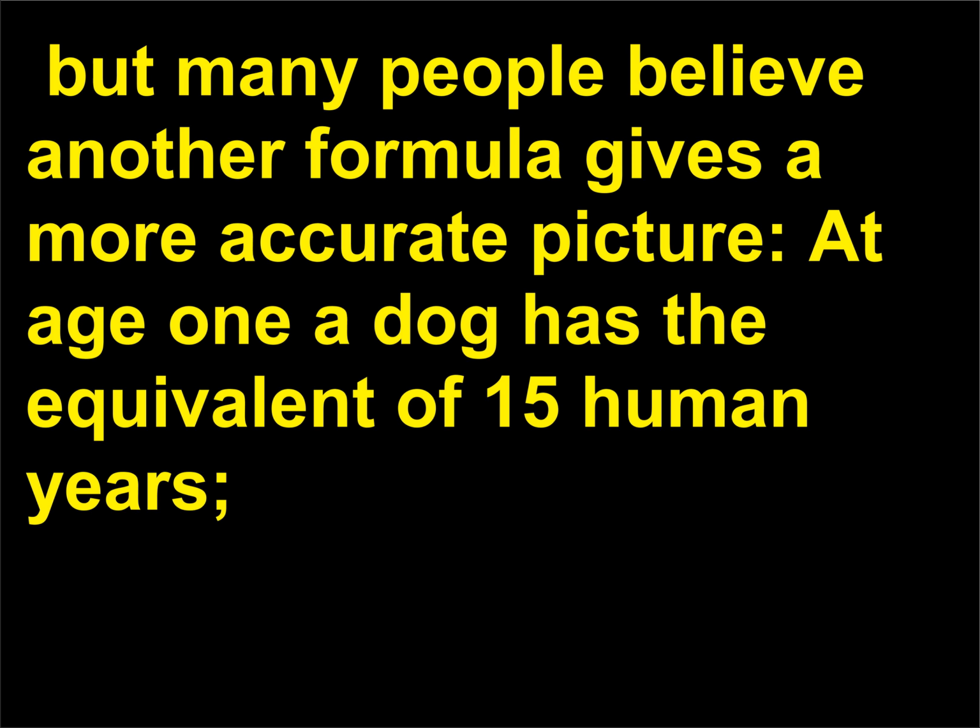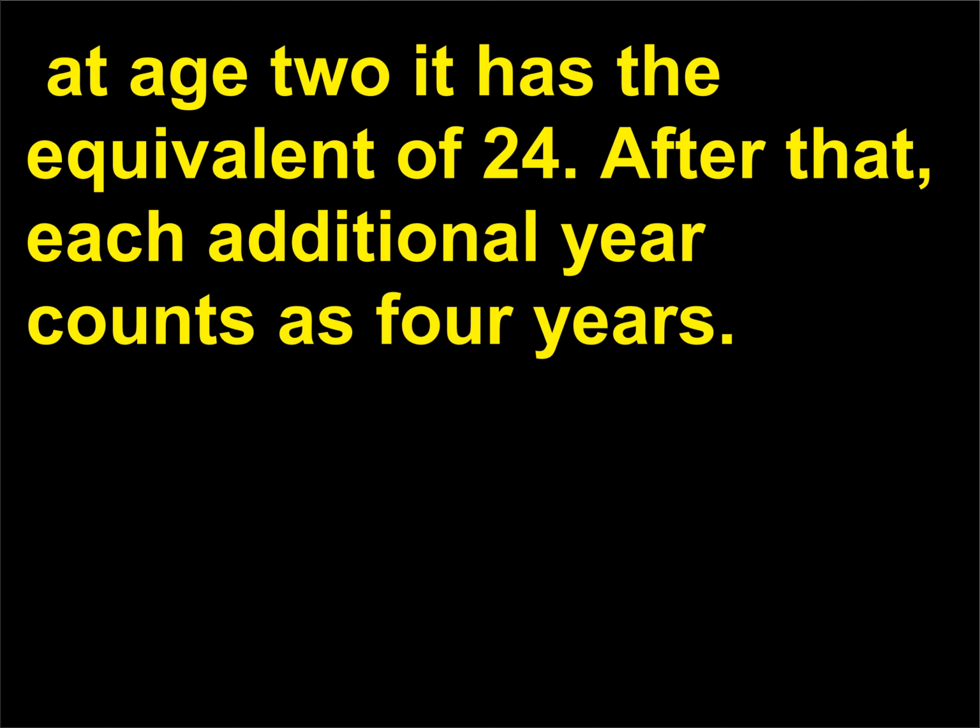At age 1 a dog has the equivalent of 15 human years. At age 2 it has the equivalent of 24. After that, each additional year counts as 4 years.